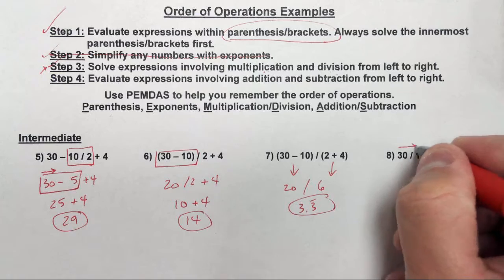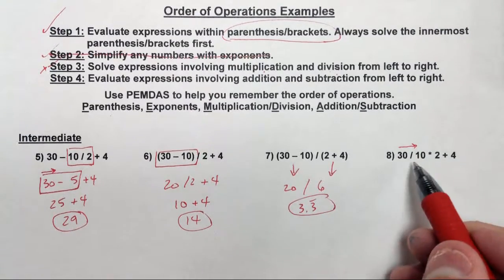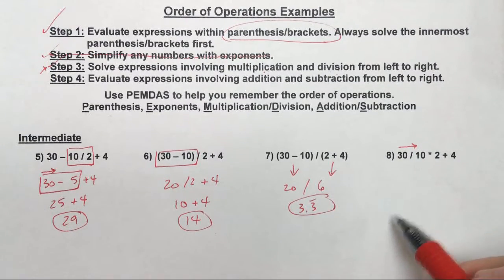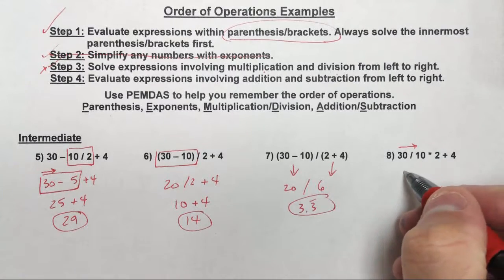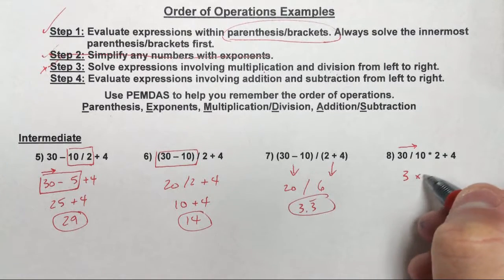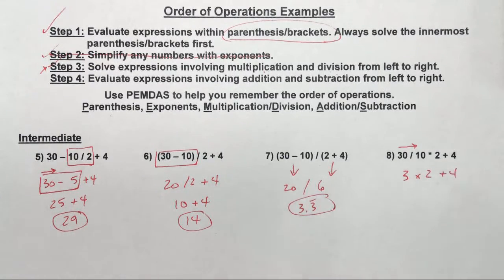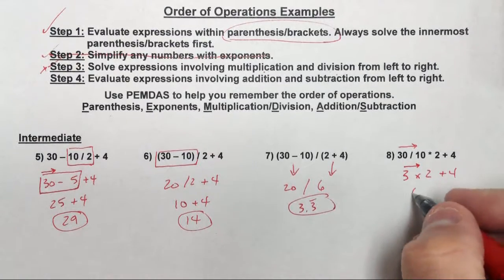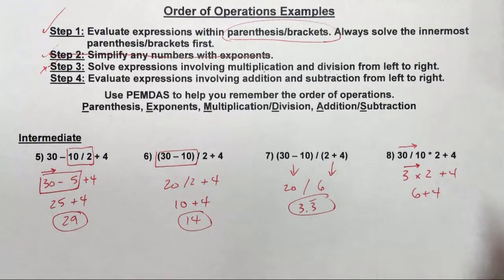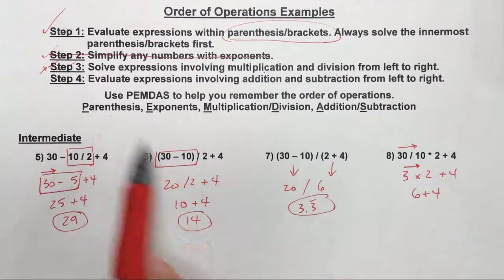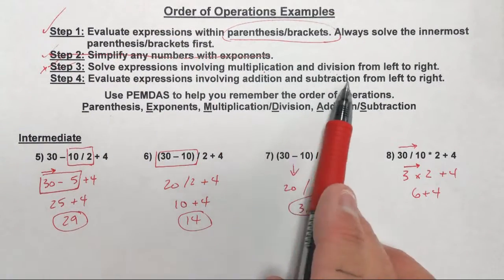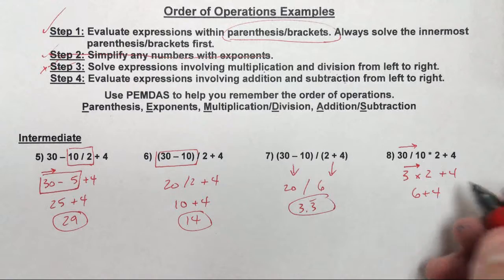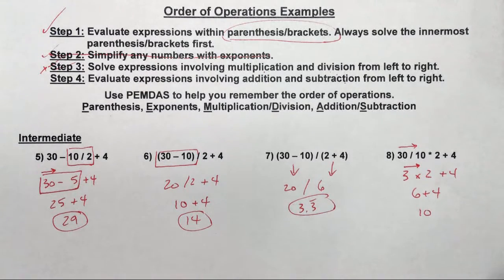So from left to right here, the first thing I come across is this division symbol. And so 30 divided by 10 becomes 3. Then we have times 2 plus 4. So now that I've simplified the division, the next thing, again, from left to right, I'm going to handle anything that's multiplication or division. Well, 3 times 2 becomes 6. So now that I've taken care of step 3, step 4 says evaluate expressions involving addition and subtraction. So I'm going to add those together.